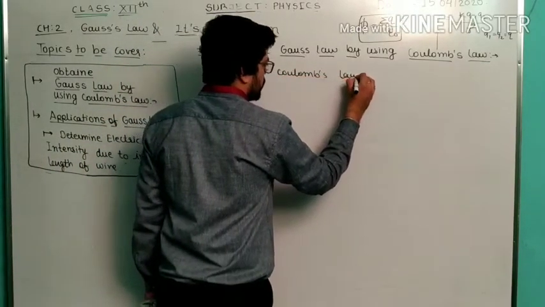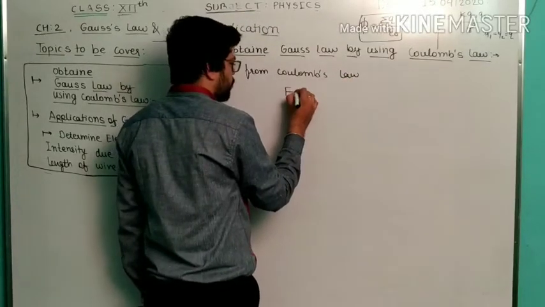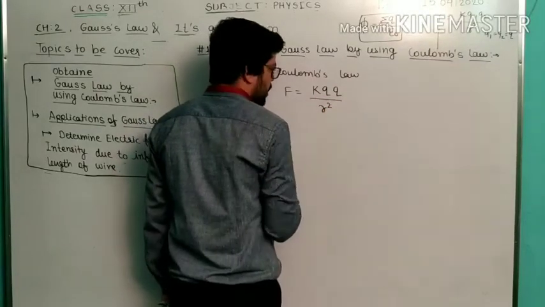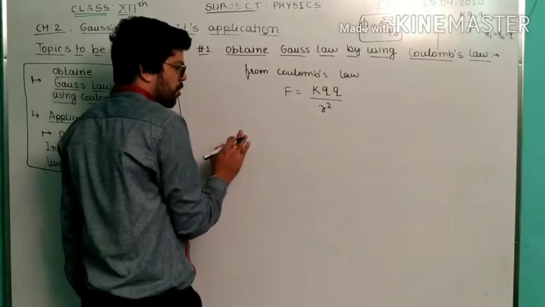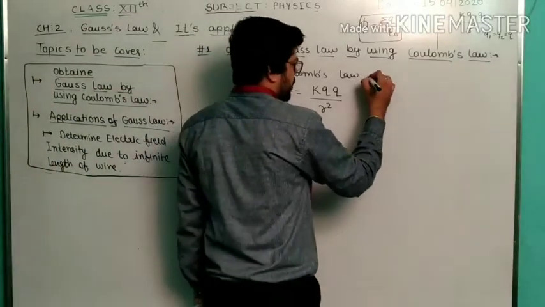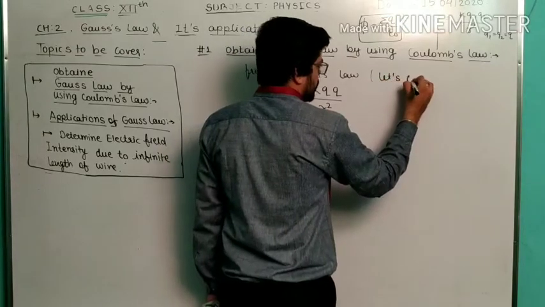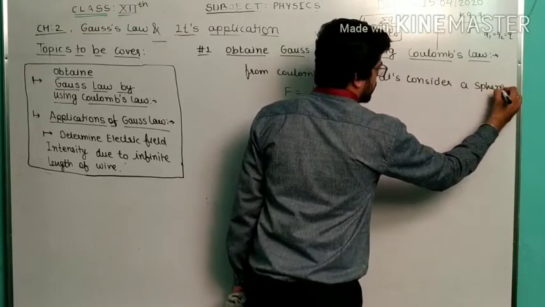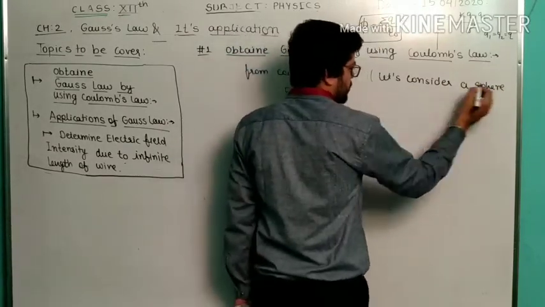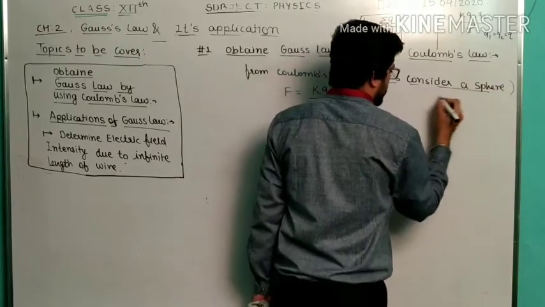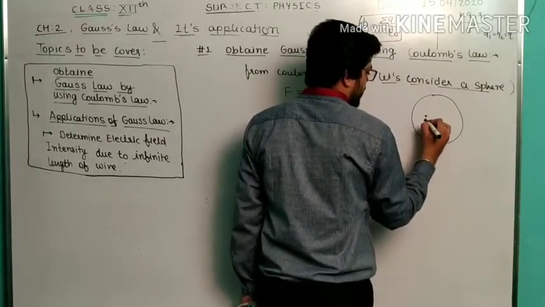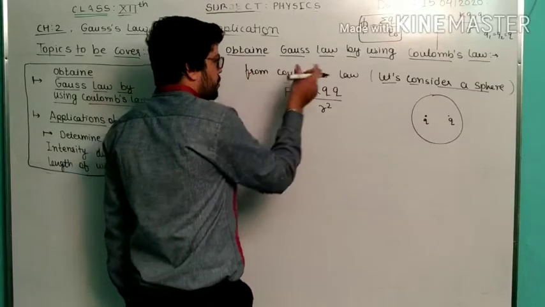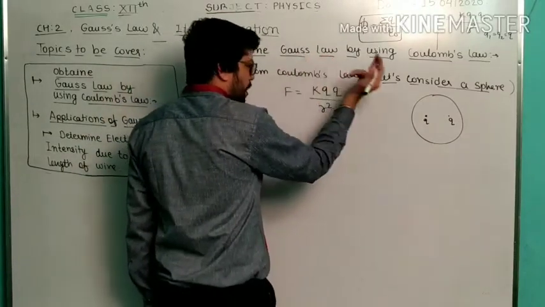From Coulomb's law, force is equal to k q upon r square. This is a very basic formula of Coulomb's law. Also write down here, let's consider a sphere. We are going to consider a sphere in which the charge q is situated inside, and we have to find out Gauss law by using Coulomb's law.